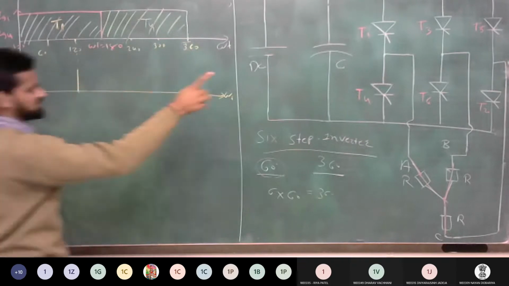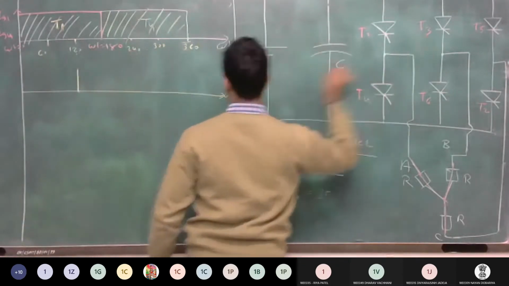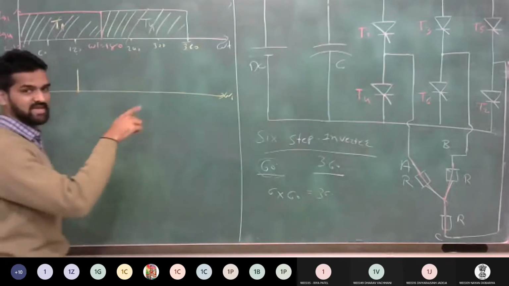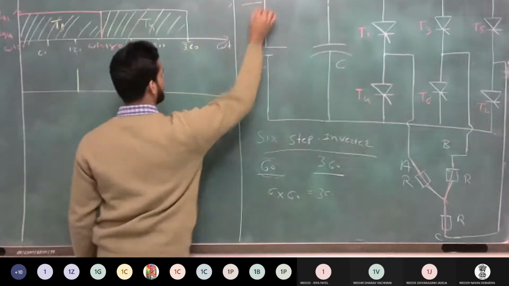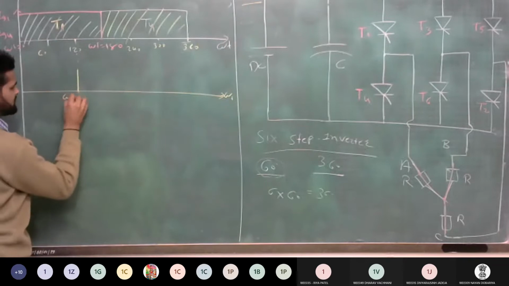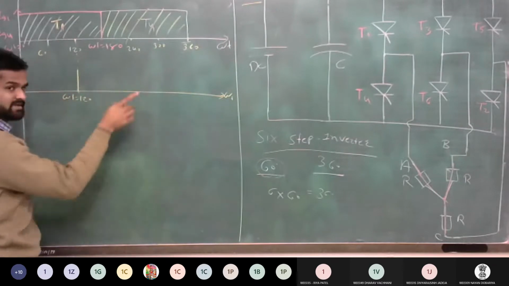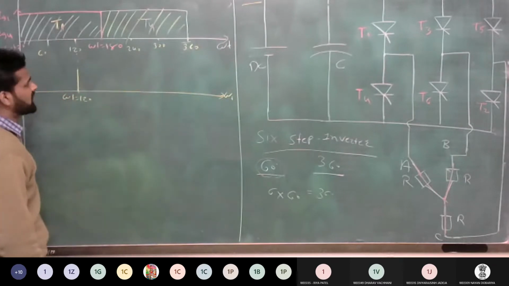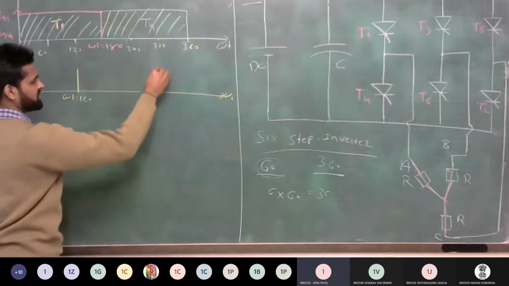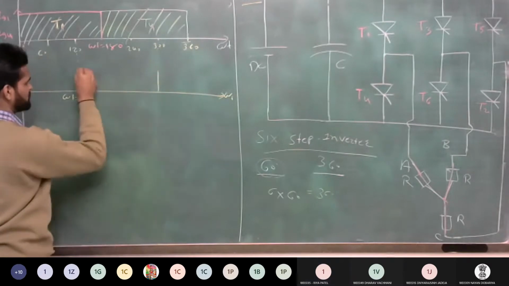I provide the gate pulse to thyristor T3. Clear? And as you know, each and every thyristor conducts for 180. So it remains conducting from 120 degree plus 180. How much? Up to 300? Yes or no? All of you?